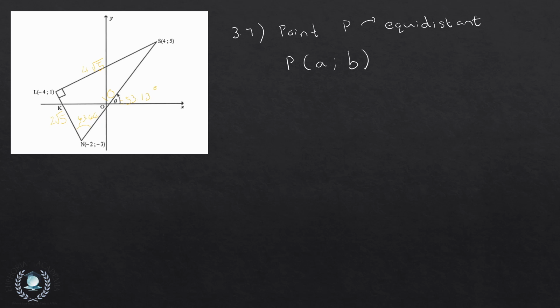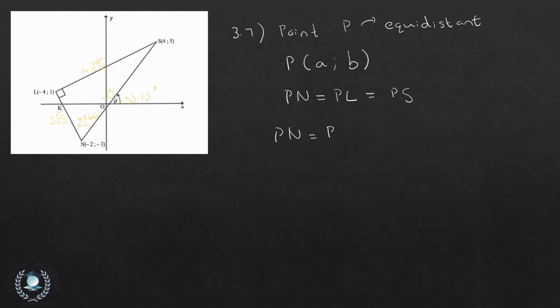We have to find what a and b are. So because this point is equidistant, it's the same distance from S, N, and L. That means the lines PN will be equal to PL, which will be equal to PS, because it's the same distance from S, N, and L. So knowing that, we can basically have simultaneous equations.